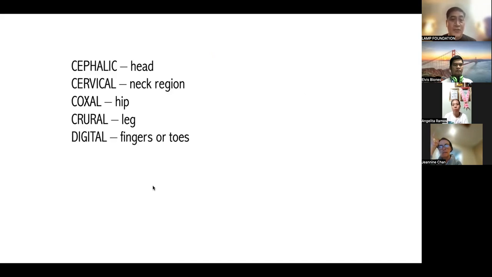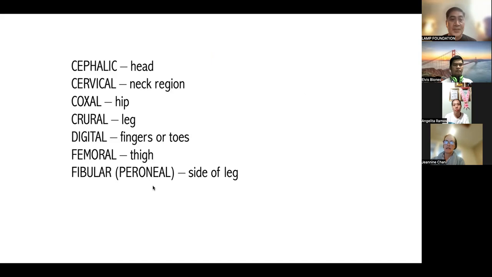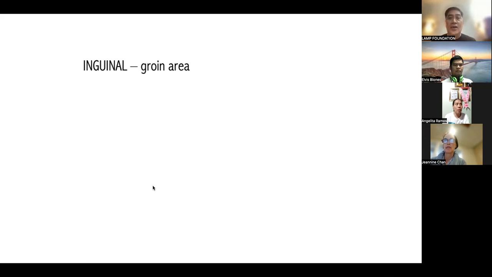Digital would be either fingers or toes. Femoral is thigh, from the word femur. Fibular or peroneal, side of the leg. Frontal is forehead. Hallux is great toe. The plural will be hallucis. Inguinal is the groin area.